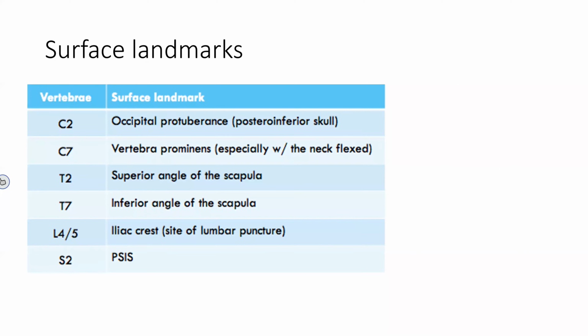And this is from last year's revision lecture, because I thought it was really useful to have the landmarks for all the different vertebrae levels. And I think the important ones to remember for upper limb is T7, the inferior angle of the scapula. And for the back, especially L4, L5 is the iliac crest, because that's the site of a lumbar puncture, and that comes up later as well.